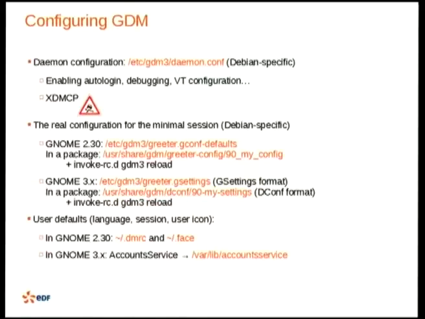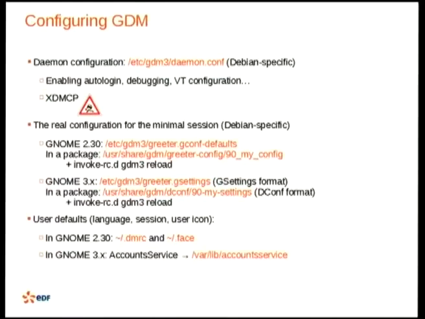This, of course, differs between GNOME 2 and GNOME 3 because GNOME 2 uses GConf. So you set GConf defaults exactly like you would. You can set them in a package. This is how we set the default background, for example. In GNOME 3, you set gsettings defaults in the gsettings formats, and you can also set other defaults in a package.